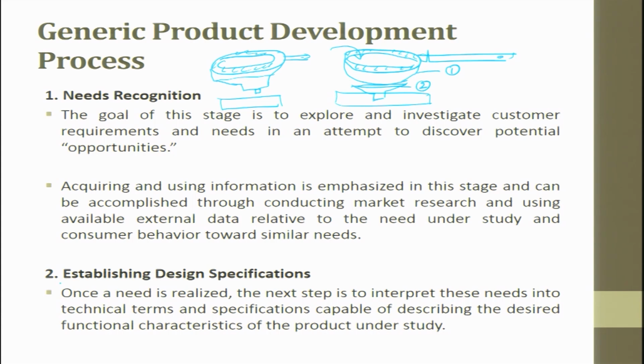Next is establishing design specifications. The customer will say, I want the product to work as comfortably as possible. So, this comfort has to be converted into an engineering specification. That is where we start establishing design specifications. Once a need is realized, that we need to pour oil into a container, the next step is to interpret these needs into technical terms and specifications capable of describing the desired functional characteristics of the product under study.